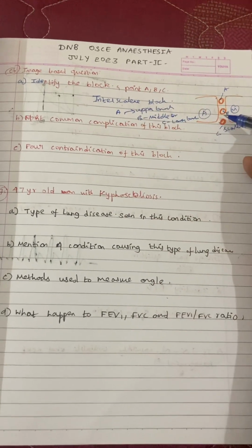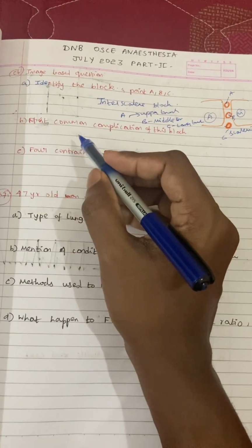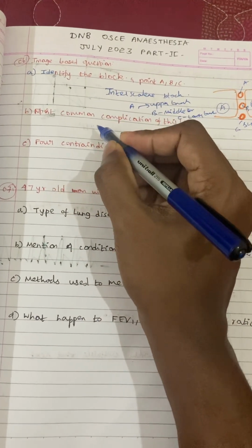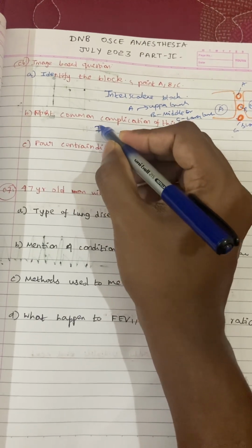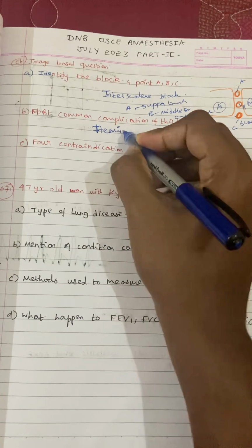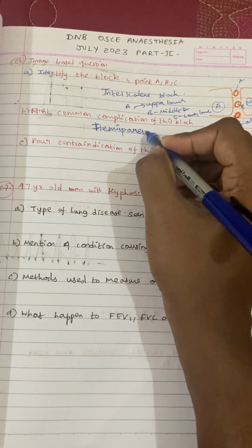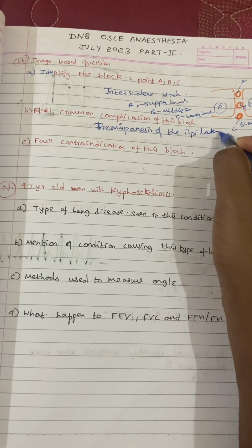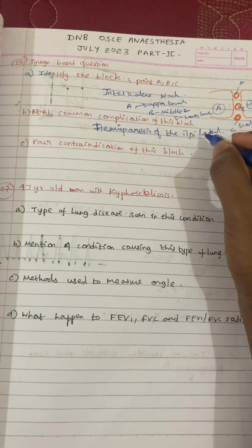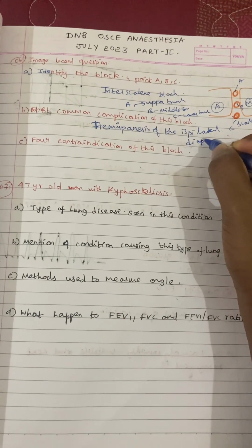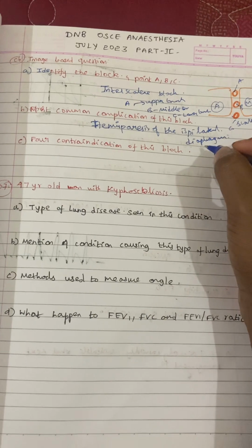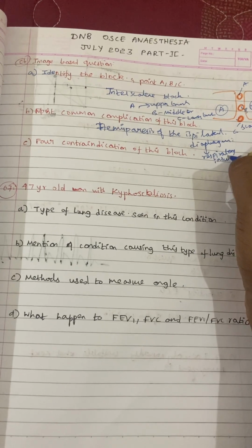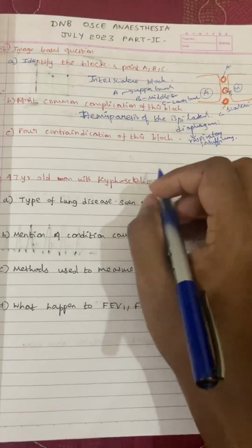The first question is which block we identify: this is the interscalene block. The second question is the most common complication of the block. The most common complication is ipsilateral hemiparesis of the diaphragm. Why? Because of ipsilateral phrenic nerve blockage, it can result in ipsilateral diaphragm weakness, which may result in respiratory insufficiency in the patient. This is the most common complication associated with interscalene block.